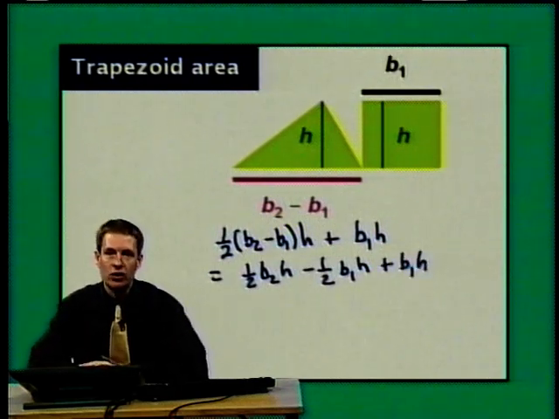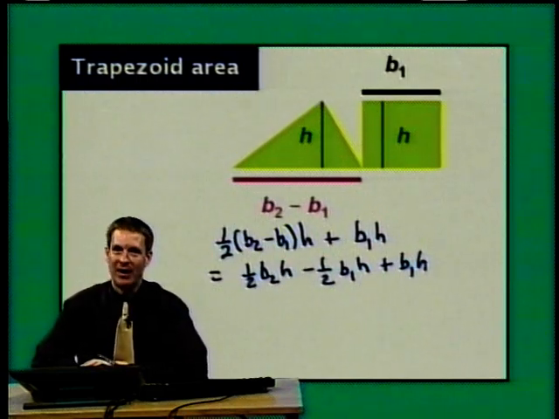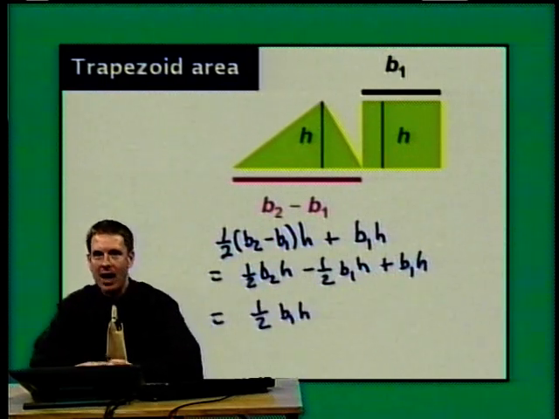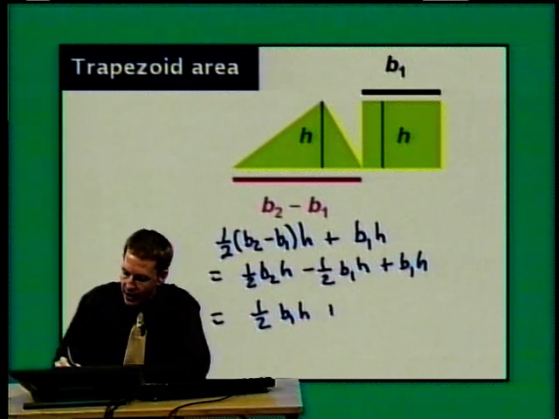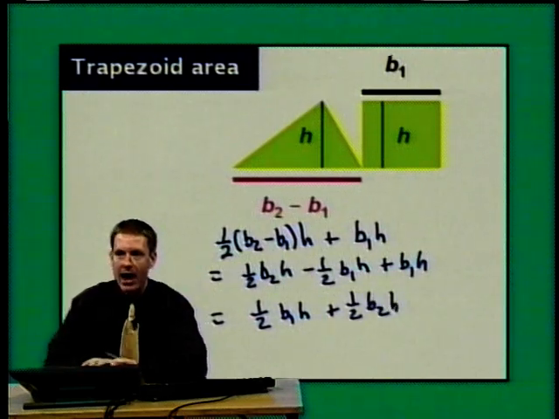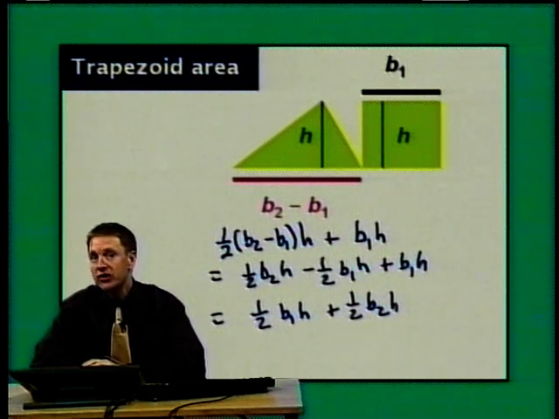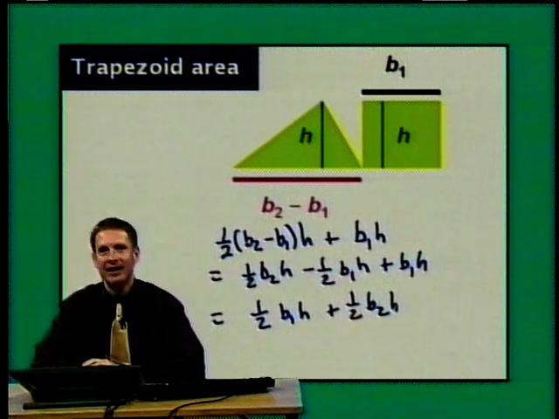I have some like terms to combine. There's two terms that have the variable factors b1 and h. If I take a whole b1h and I subtract half of b1h, I'm left with half of a b1h. If I have a pie and somebody takes away half of it, I still have half of it. I also have half of b2h. Now, both of these terms have factors of 1/2 and h, so I can kind of undistribute those factors. Undistributing isn't really called undistributing, it's called factoring.